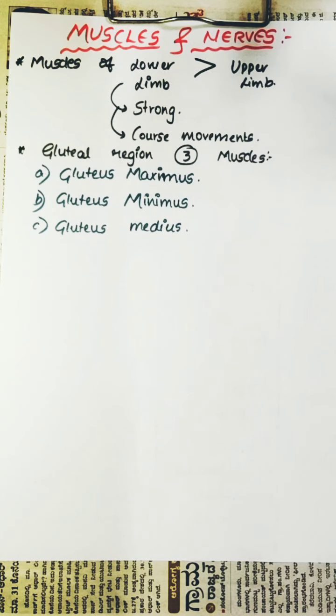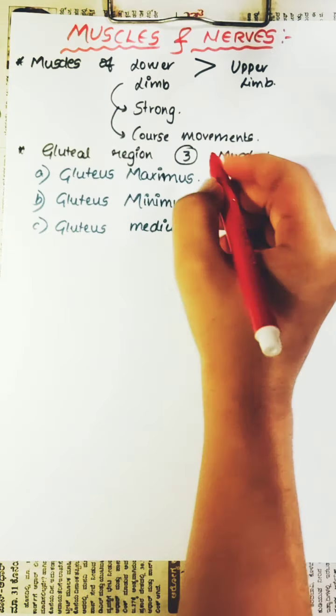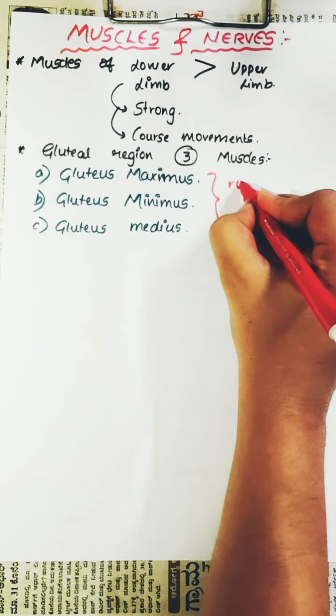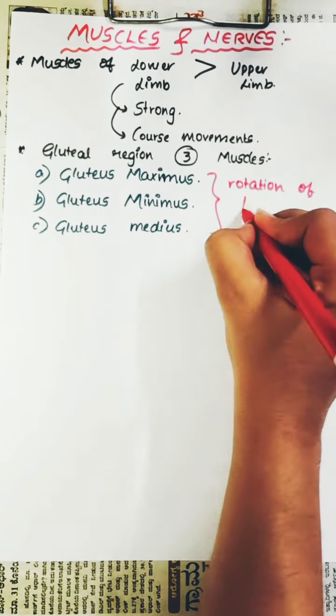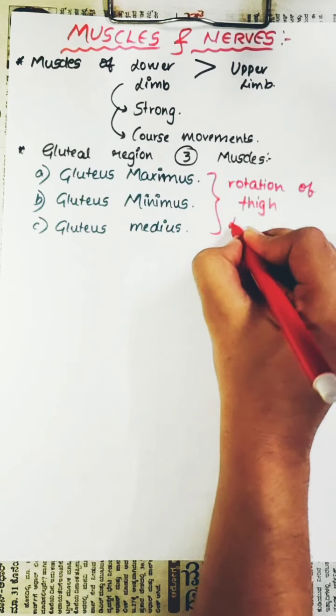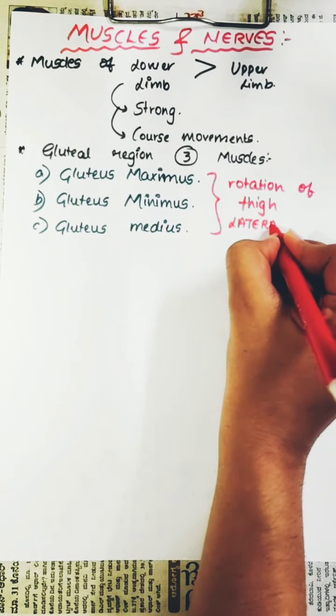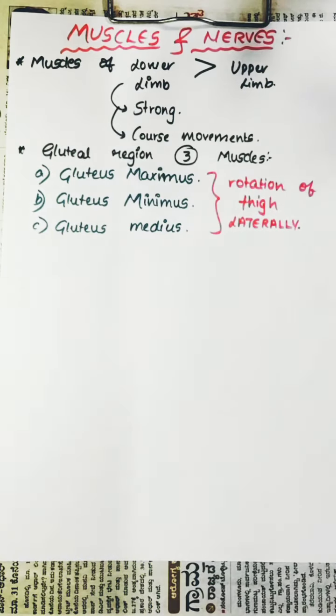So these 3 muscles present in the gluteal region help in the rotation of the thigh laterally. It helps in the lateral rotation of the thigh. So these are the 3 muscles present in the gluteal region.